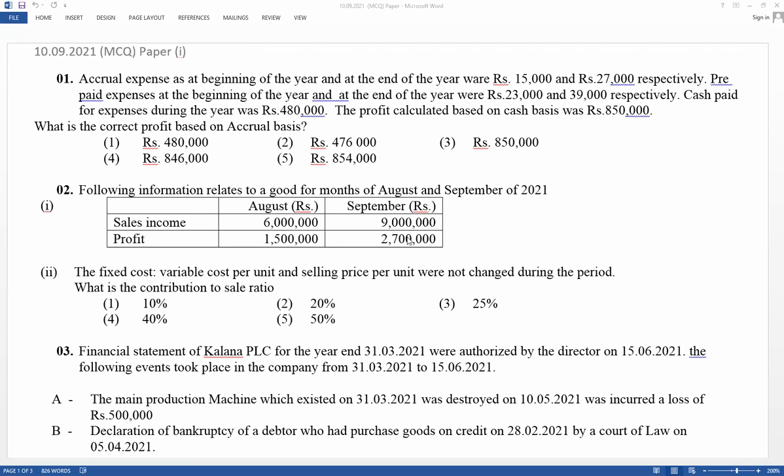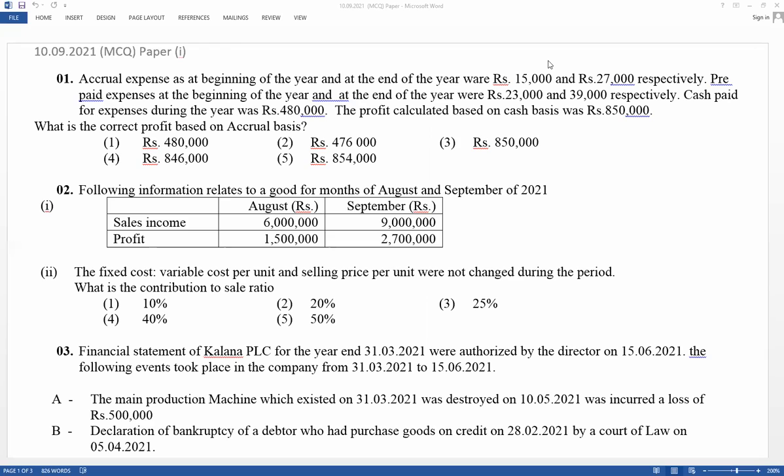And think, contribution per unit equals selling price minus variable cost, as well as changes in profit divided by changes in quantity, contribution per unit can be calculated. Think contribution to sales ratio: contribution per unit divided by selling price per unit, CS ratio. And variable cost per unit divided by selling price per unit equals VS ratio, variable cost to sales ratio.